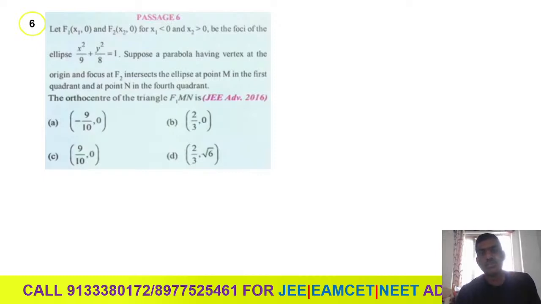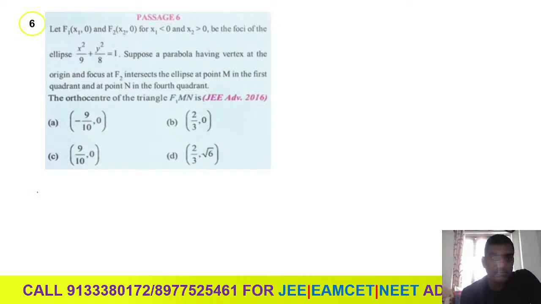Passage question here. Question number 6 and question number 7 both are related to this. And this is also an advanced question, but the concept is basic. Almost the question is the same as the above question, but something is added to it. You see here, let F1 (x1, 0) and F2 (x2, 0), x1 less than 0, x2 greater than 0, be the foci of the ellipse.